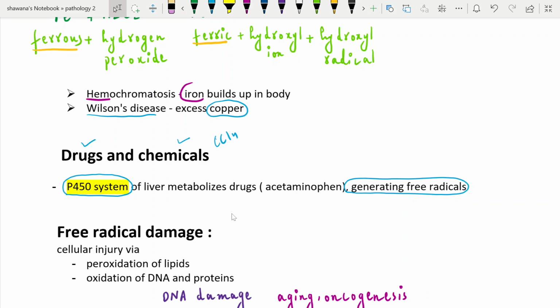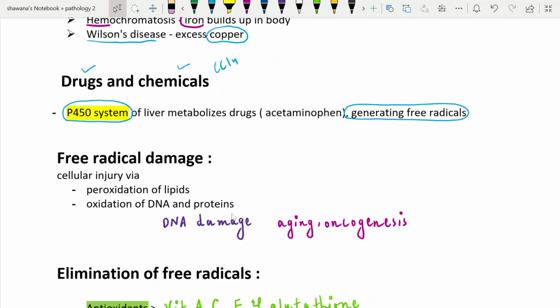What are the damages that are caused by the free radicals? How are the free radicals going to produce harm to the cell or to the body? First of all, the free radicals bring about two responses. First is the peroxidation of lipids, and the second is the oxidation of DNA and proteins. In the peroxidation of lipids, as you know, the cell membrane is formed of a lipid bilayer. It's formed of lipid membrane. So when there is peroxidation of lipids, the cell membrane is going to get damaged.